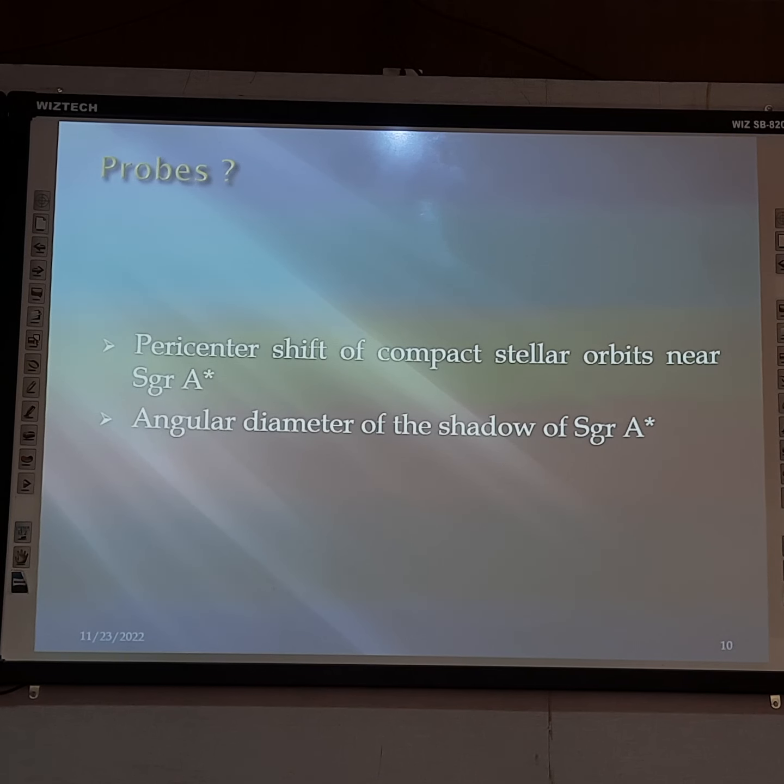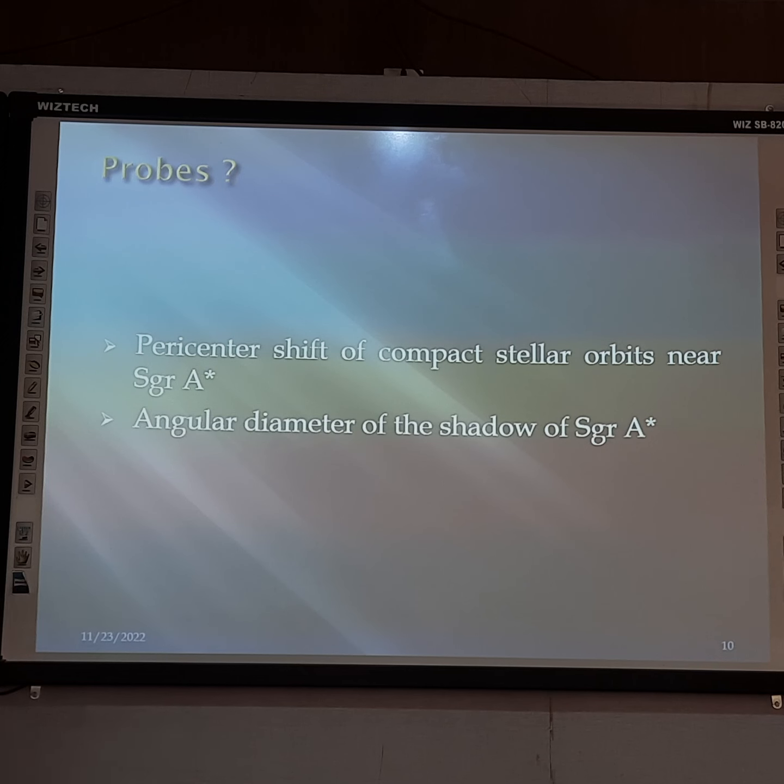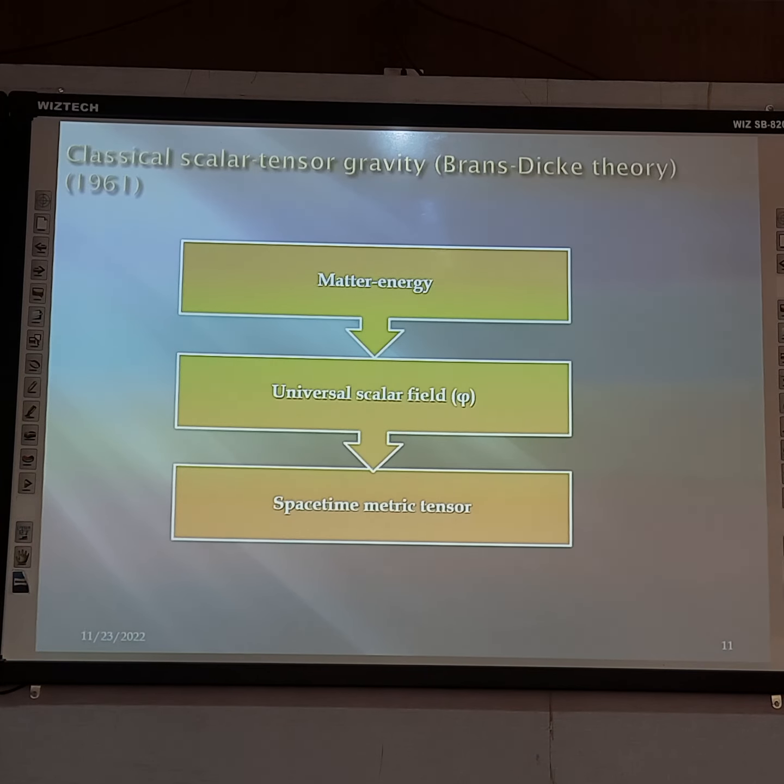Now these are our probes: pericenter shift of compact stellar orbits near Sagittarius A star, and angular diameter of the shadow of Sagittarius A star. These two probes I will be using in my presentation today.